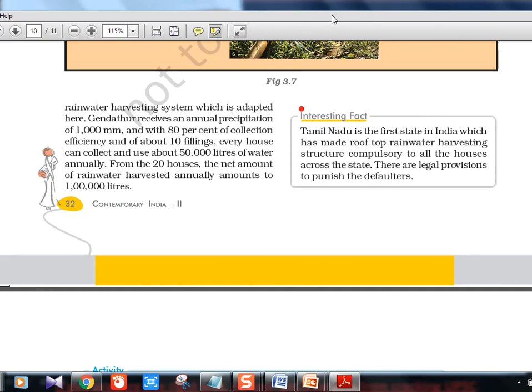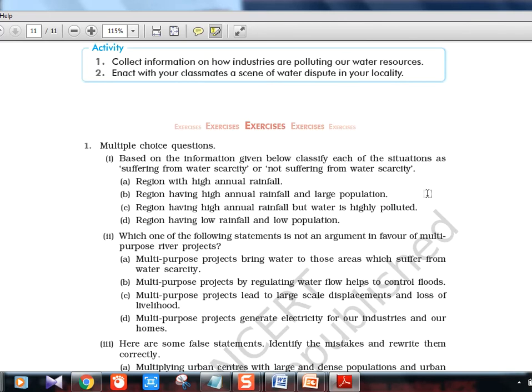Tamil Nadu is the first state in India to make rooftop rainwater harvesting structures compulsory for all houses across the state. There are legal provisions to punish defaulters. So there, it's compulsory. Tamil Nadu is the first state. So we've seen a lot of things here.